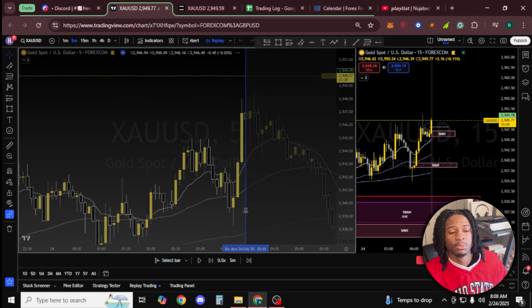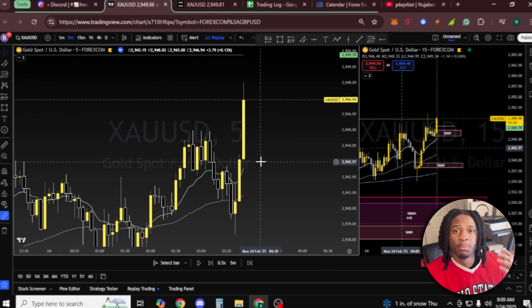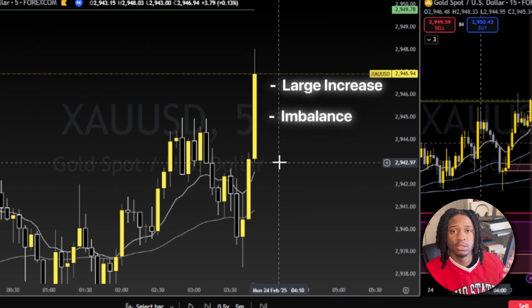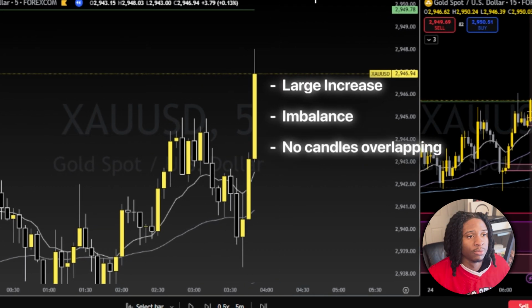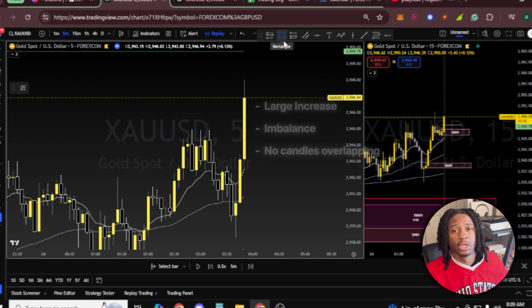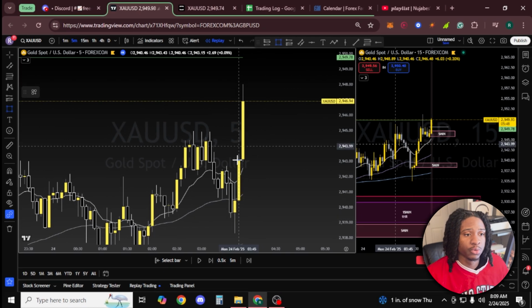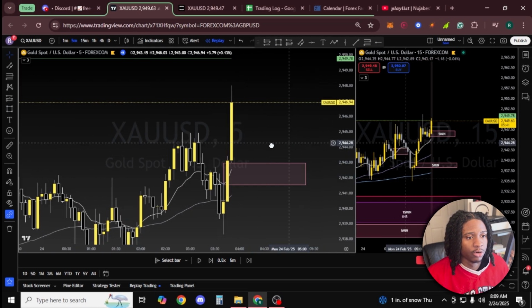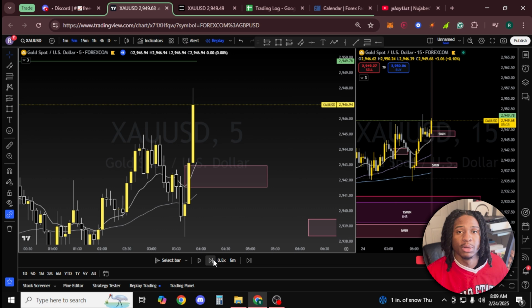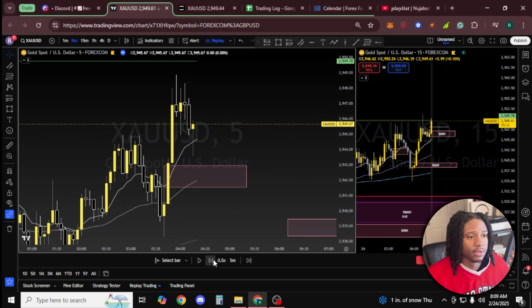As you can see here, let me rewind. I'm on gold still. We've had a big impulsive move up, leaving an imbalance and no candles overlapping. From candles 1 to 3, we're looking for candle 2. Candle 1, candle 3, this is candle 2, and our gap would be this area right here. Now we would patiently wait for candles to come back and fill our zone.